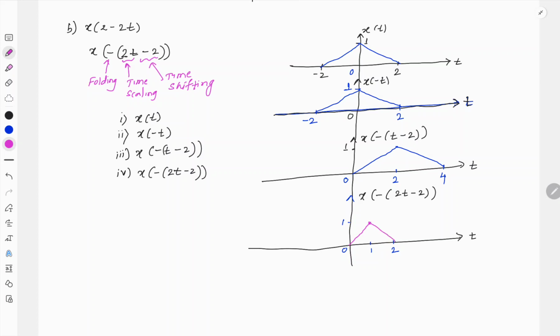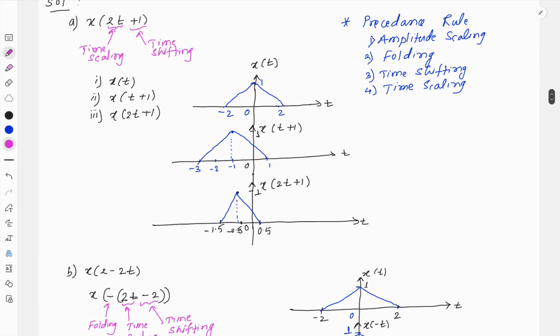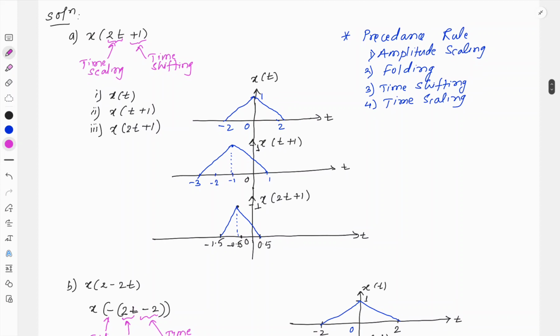So here if you look at all the operations involved in this case, they were folding, time scaling, time shifting. Hence in every step amplitude is not changed, because all the operations which we have done in this particular case are with respect to time. Hence amplitude is unchanged, which is equal to 1. If you look at the previous example also, it was x of 2t plus 1. Here also we have time scaling and time shifting operation, therefore amplitude was not changed.